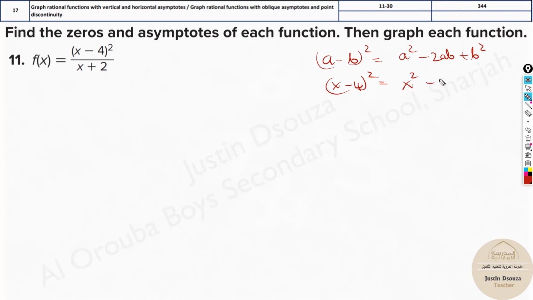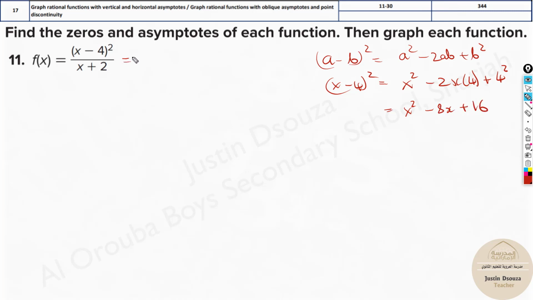So it's x squared minus 2 times a, which is x, and b is 4 over here, plus 4 squared. Now please remember the signs are already mentioned in the formula. So a and b are just the values, not the sign. So it'll be x squared minus 8x plus 16.